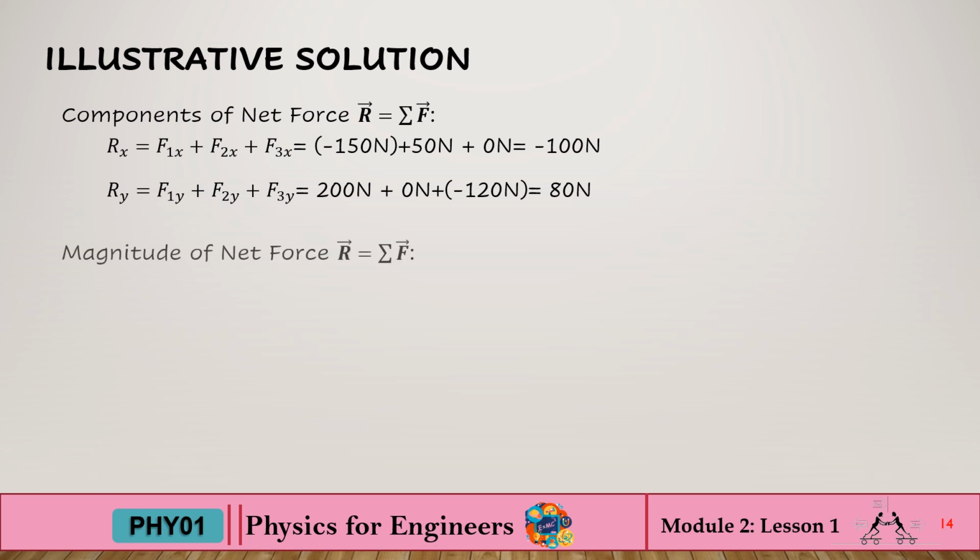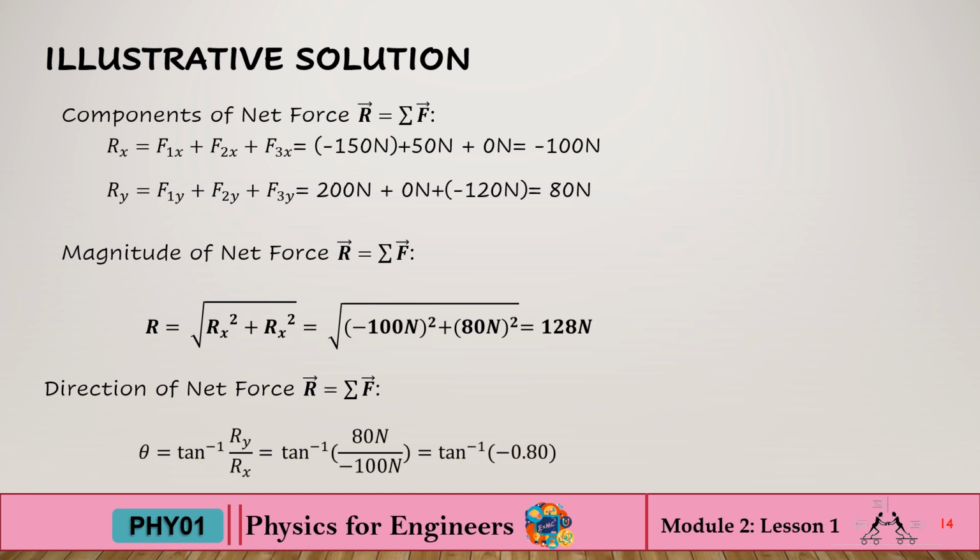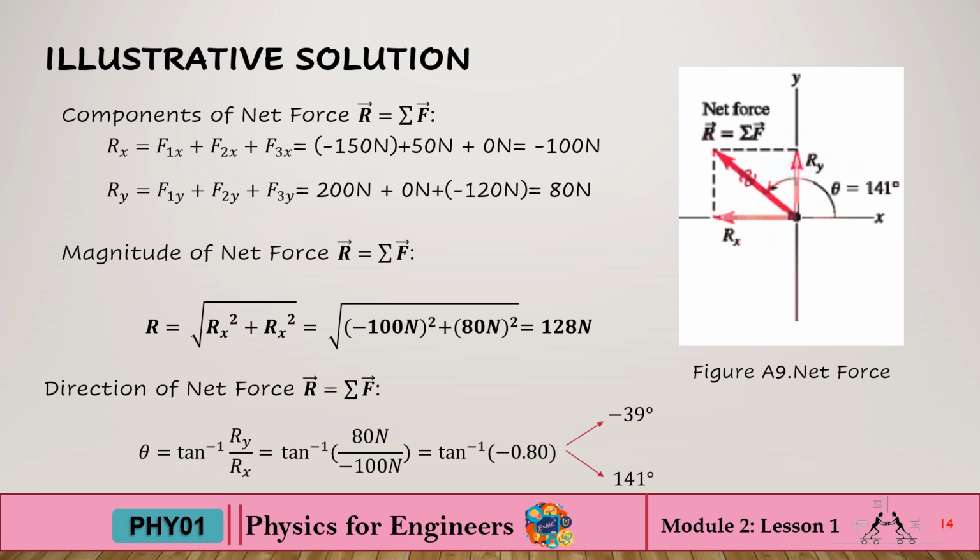The next thing that we're going to find out is the magnitude of the net force, which can be taken from the distance formula. So we take the magnitude of the net force to be 128 newtons. For the direction of the net force, we use the relationship of the sines and the cosines to find theta. Now, we take note that there are two possible answers for this one. We have negative 39 degrees and 141 degrees. But since the net force lies in the second quadrant as mentioned earlier, we say that 141 degrees is the direction.